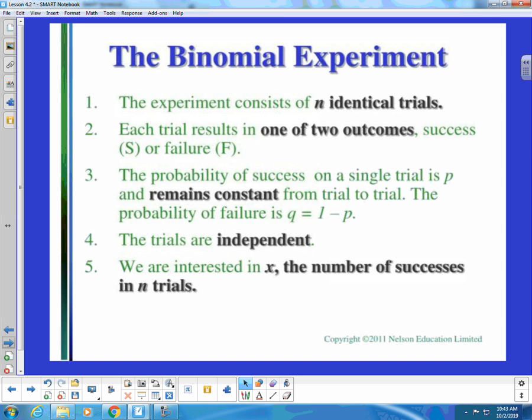So we need to know, the N stands for how many trials we're going to have. The P stands for our success rate. The Q stands for the failure rate, which are complementary. And X is the number of successes. So those four variables, you need to know what they mean.